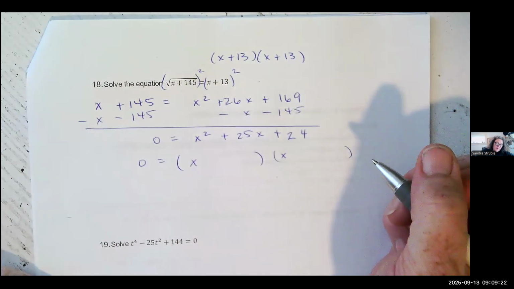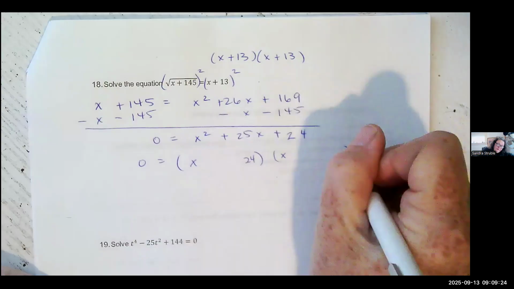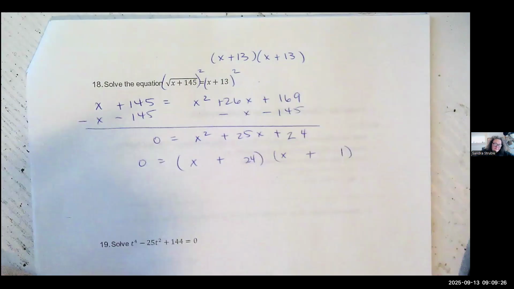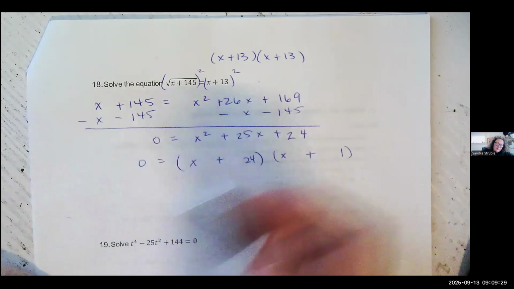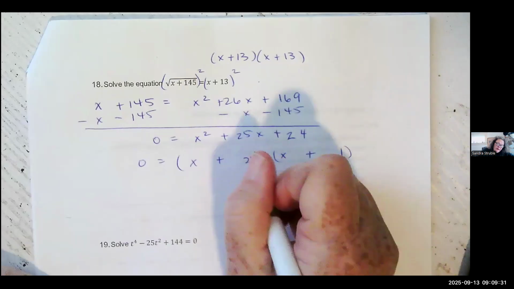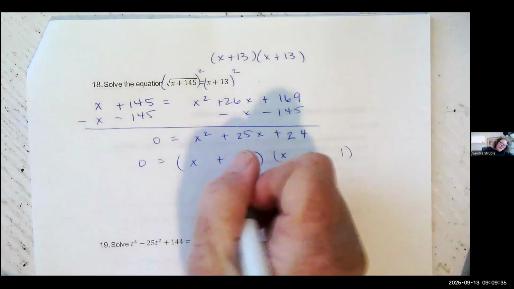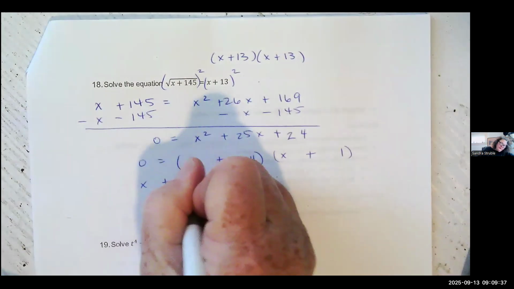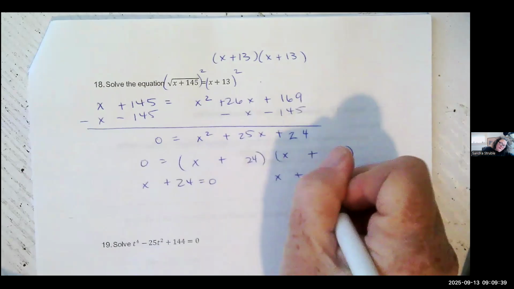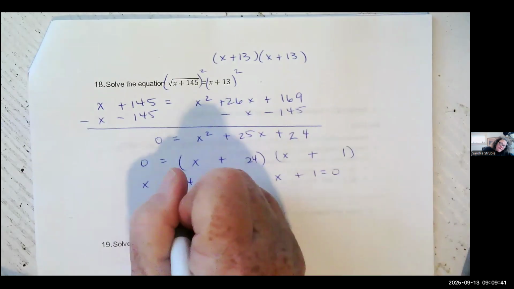24 and 1 will give me 25. Done. 24 times 1 is 24. Check my OI. I got 24x and 1x. That's 25x. Sweet. Set each of these equal to 0. Solve for x.